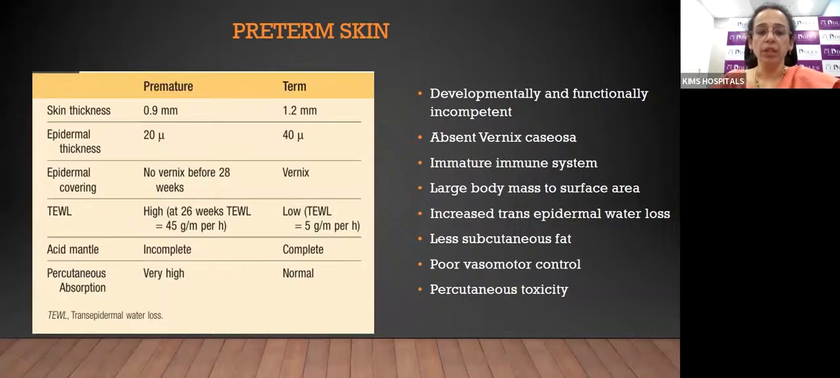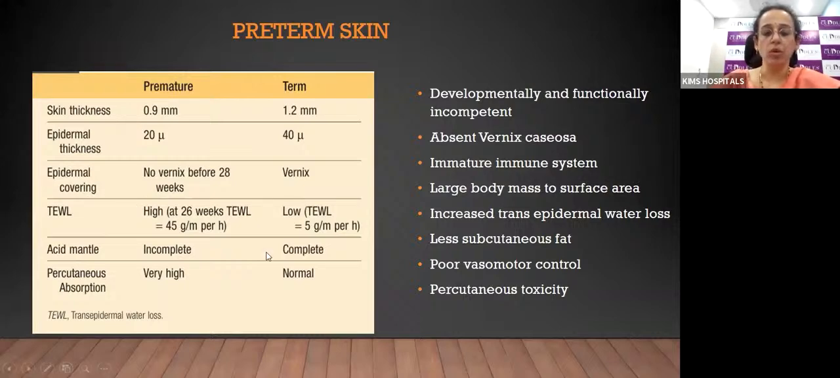So initially at birth, the pH of the baby's skin will be alkaline. Later on, it becomes acidic. So this forms the acid mantle of the baby's skin. This acid mantle will be incomplete in a premature baby. This helps in protecting the baby's skin. So these are the differences between the premature baby skin and term baby skin.